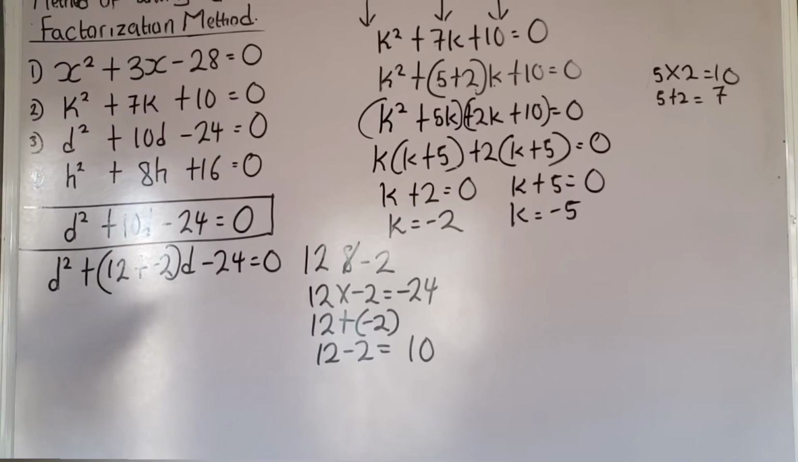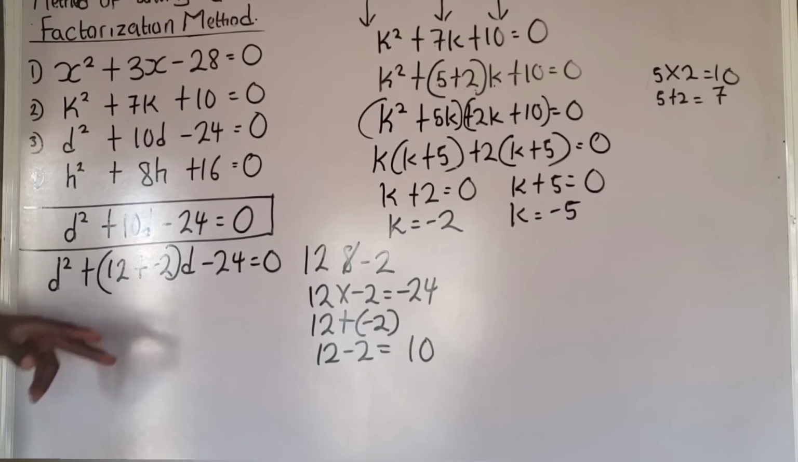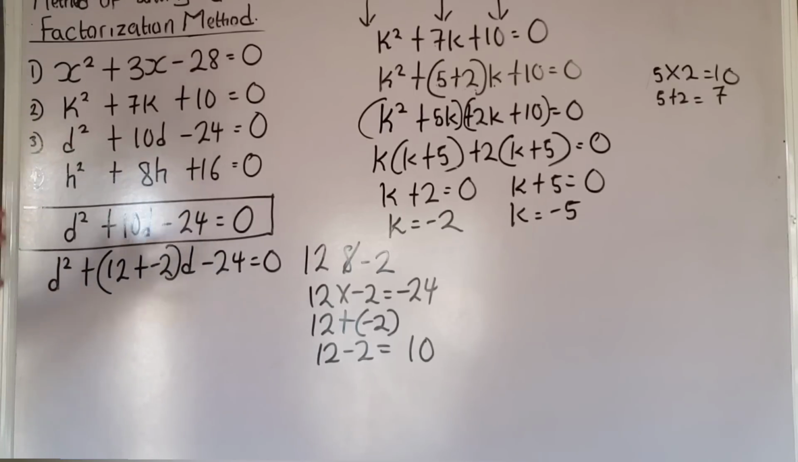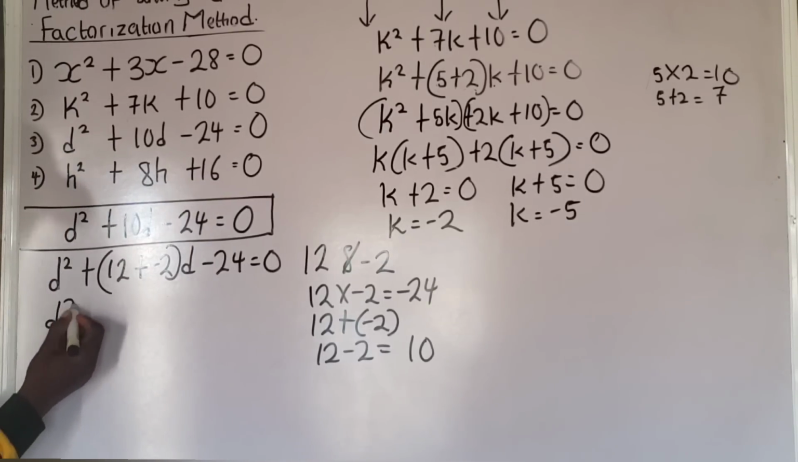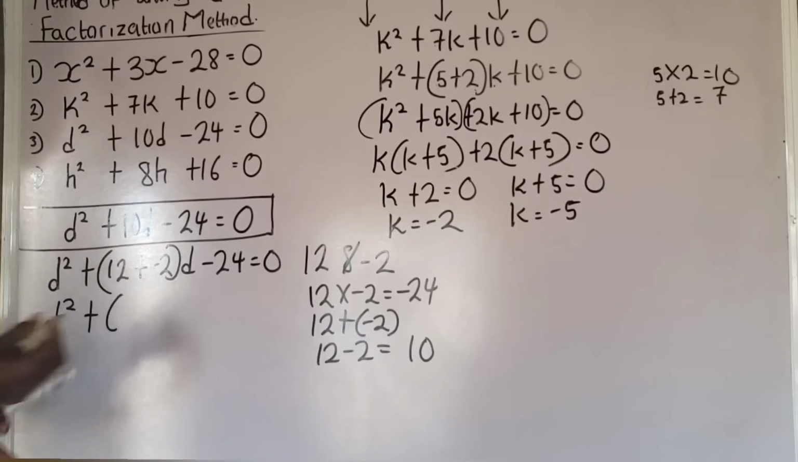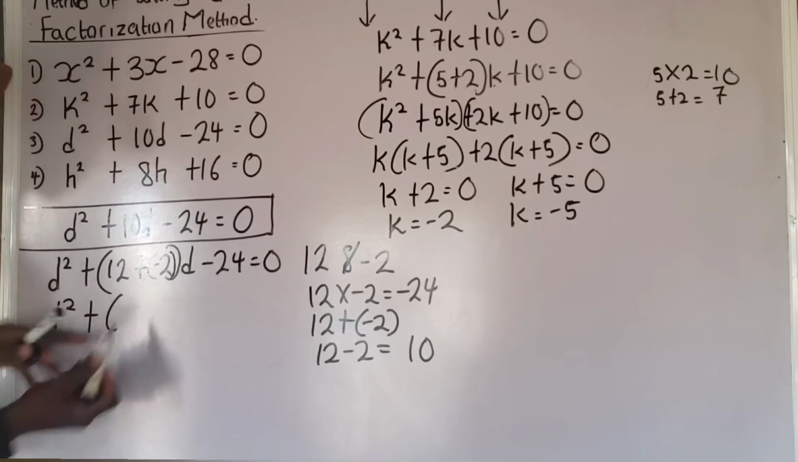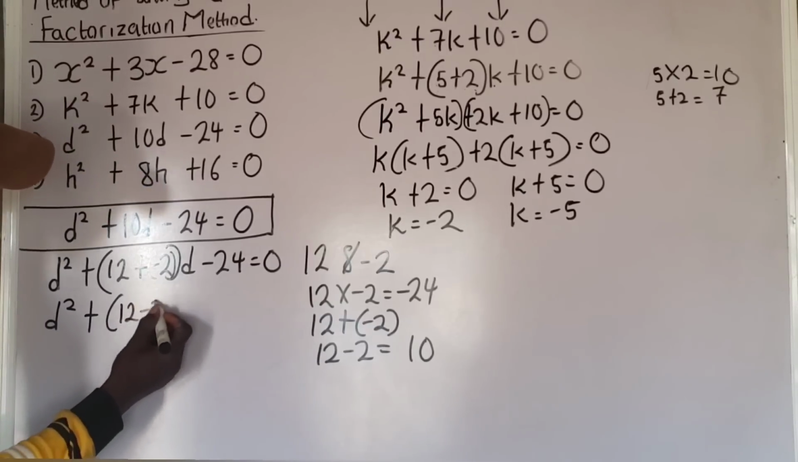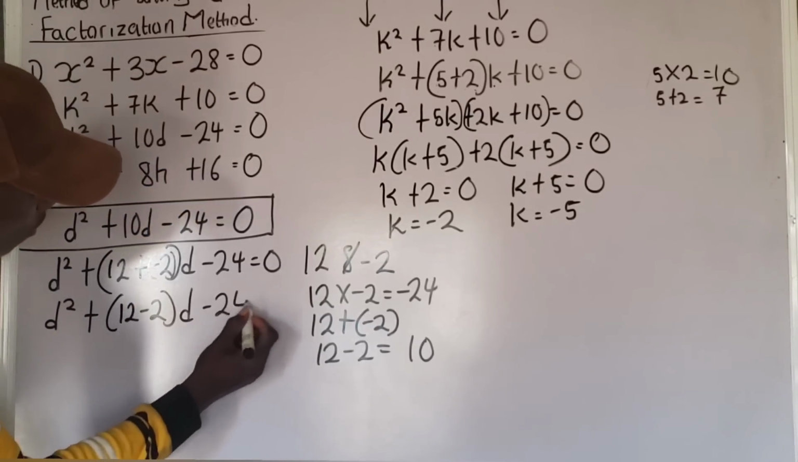Do you understand what I did? I just substituted 10 as 12 minus 2. And I put plus because the content in this bracket has to be in addition form, so by the time we do the necessary arithmetic, it can result in minus. So let's proceed. Here I'm going to have d squared plus 12 plus minus 2. Please pay attention: the product of positive and negative is negative. So I'm going to have 12 minus 2, d minus 24 equals 0.